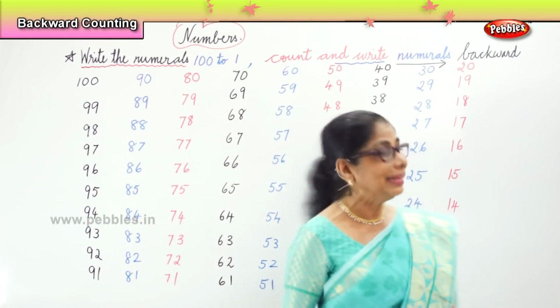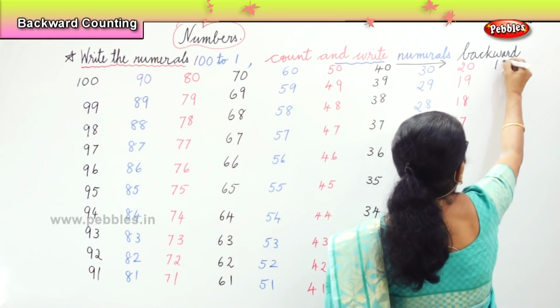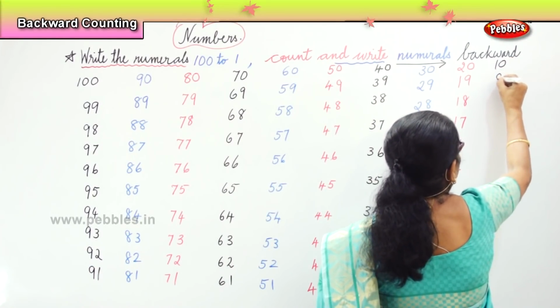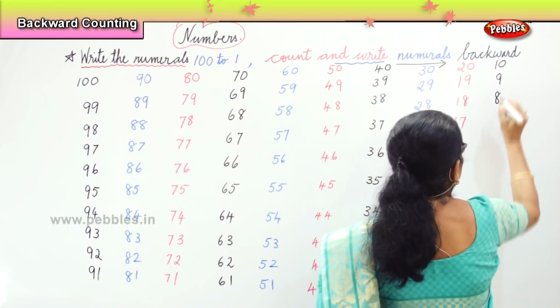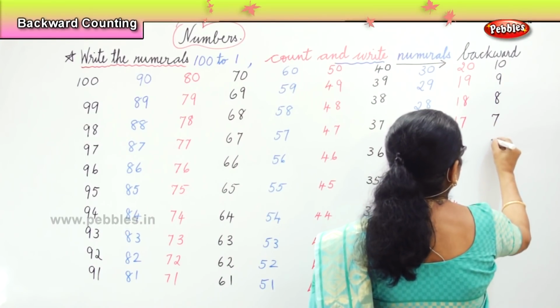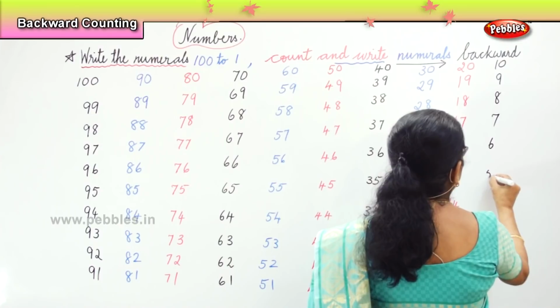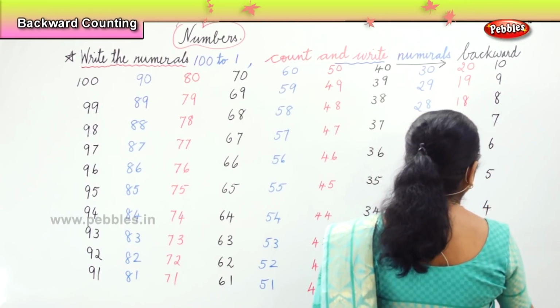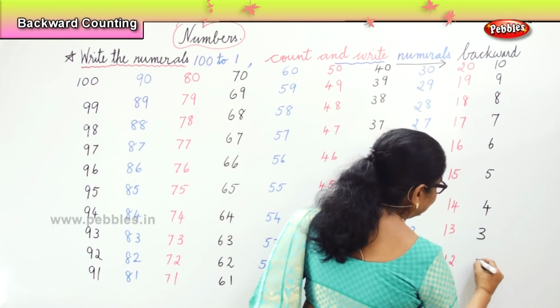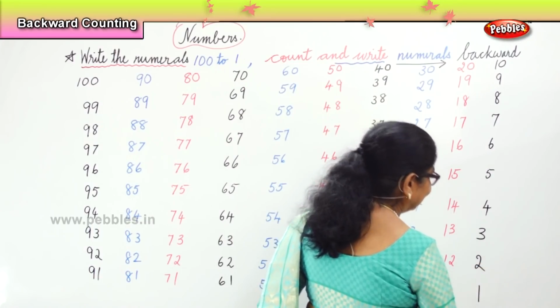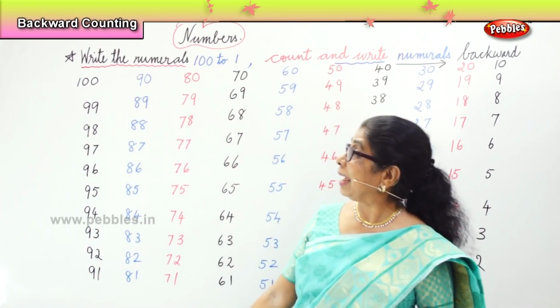What's the next number? 10. Very good. 10. 9. Good. 8. 7. 6. 5. 4. 3, 2, 1. What did we learn?